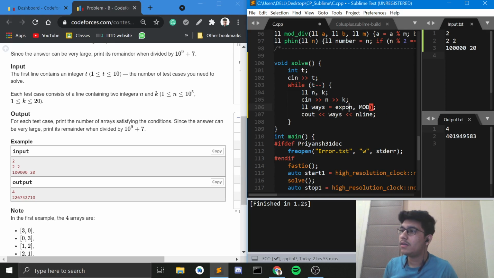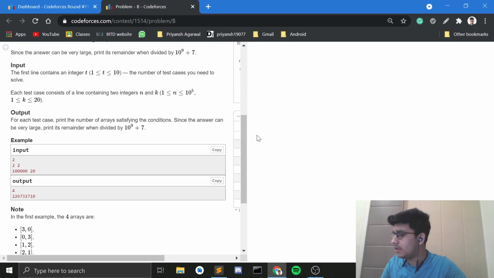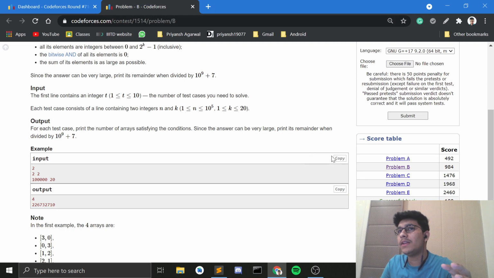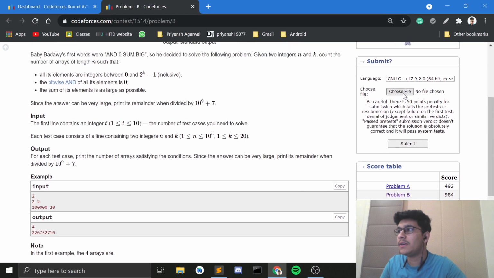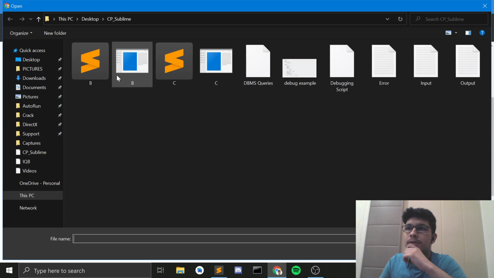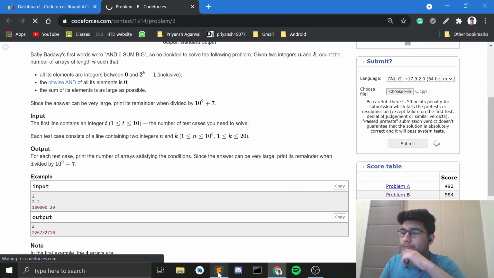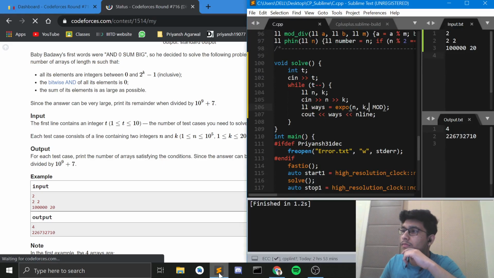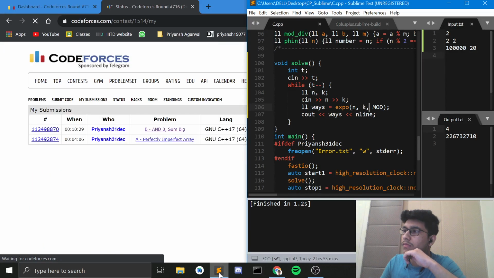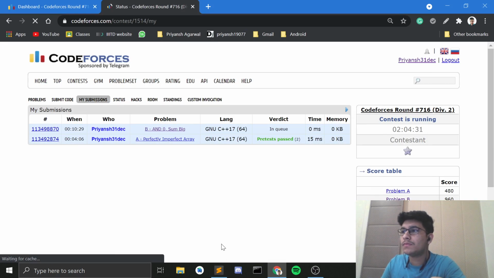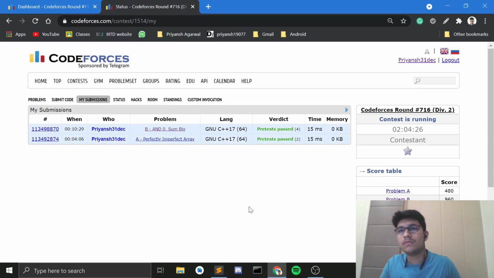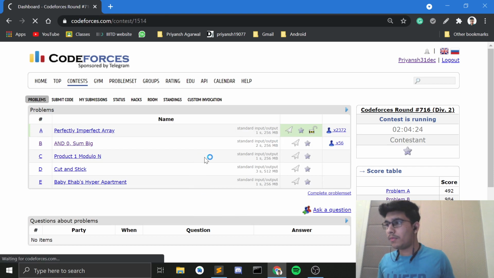Shouldn't this have been n to the power k? Oh, right. Because k will be in the power, since there are k bits, right? Yeah. So this seems fine. Okay, great. So two problems are done here. Moving on to problem C.